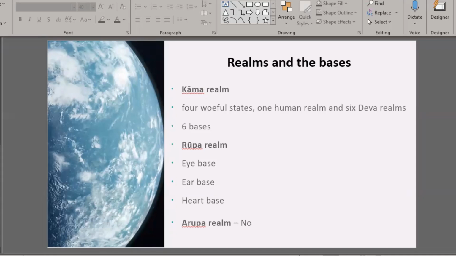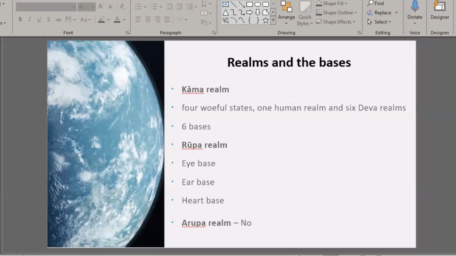Then, how many bases are there? There are 6 bases in Kama realm: eye base, ear base, nose base, tongue base, body base, and heart base. In Rupa realm, they have only 3 bases. What are they? Eye base, ear base, and heart base. What are the reasons for non-arising of those other bases in Rupa realm, such as nose base, tongue base, and body base?